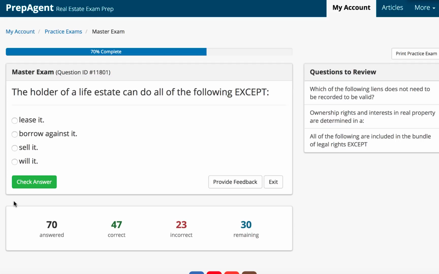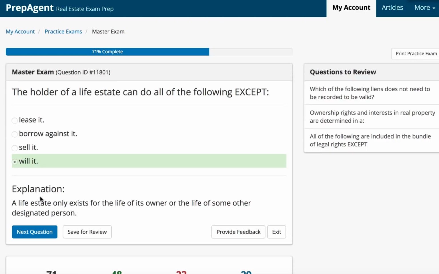The holder of a life estate can do all of the following except lease it, borrow against it, sell it, or will it. So a life estate, they cannot will it. Awesome. Yeah.